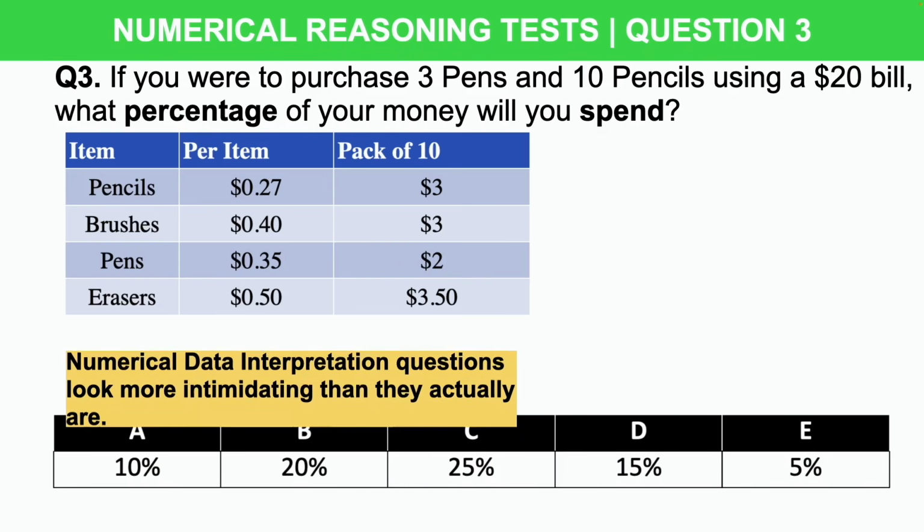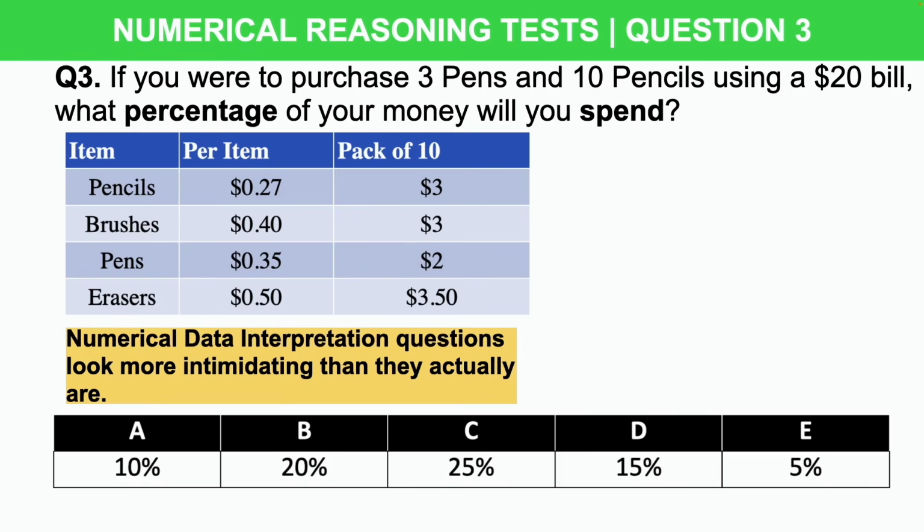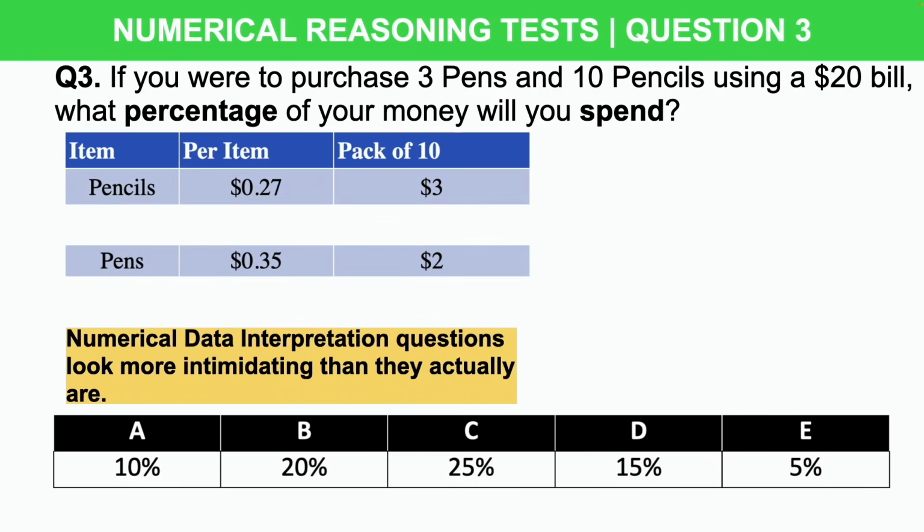So numerical data interpretation questions look way more intimidating than they actually are. The trick here is to find the relevant information you need and disregard the rest. Most of the information will most likely be redundant. In this example, we only need the rows for the pencils and pens. The information for the brushes and erasers is redundant and not needed, so we can remove it just like this. That makes the information we need a lot clearer.